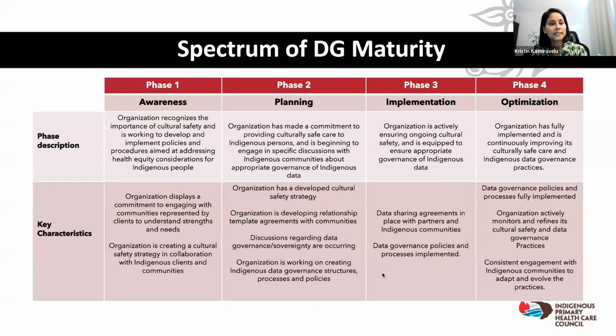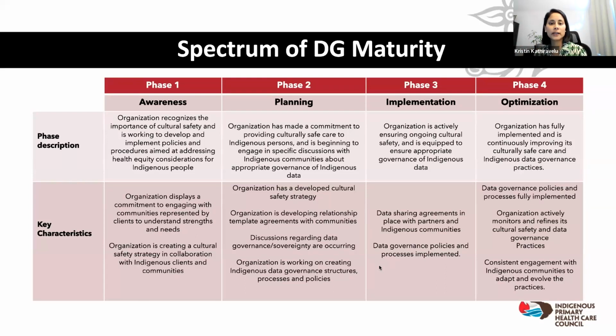A phase 2 organization, we call this the planning phase. They've made a commitment to providing culturally safe care to Indigenous persons. They're beginning to engage in discussion. So we start to see here, not only are there policies and processes, but also engagement, conversations, partnerships, and personal experiences are being taken into account, those second of the 4 Ps. And then they're starting to have discussions with Indigenous persons and communities about the appropriate governance of data.